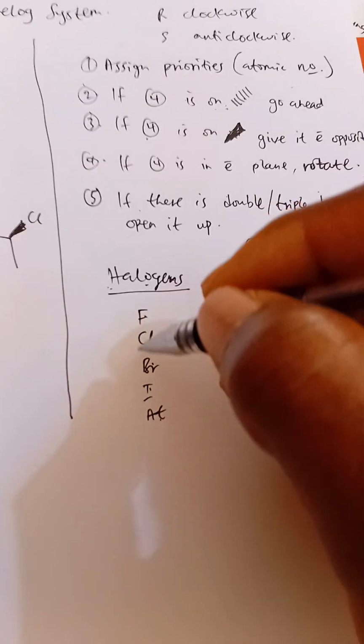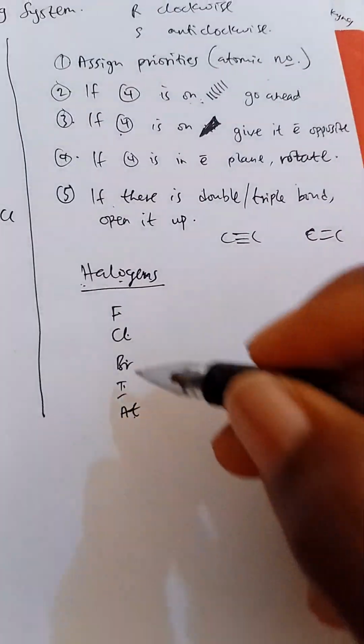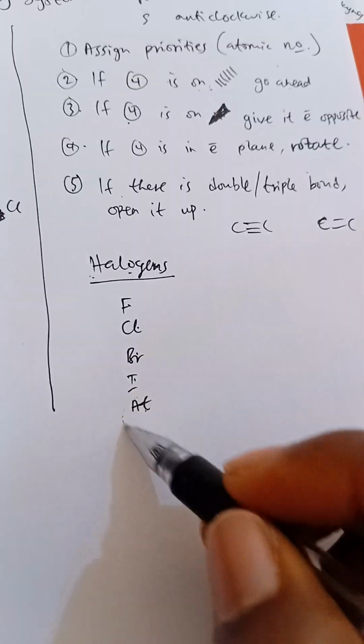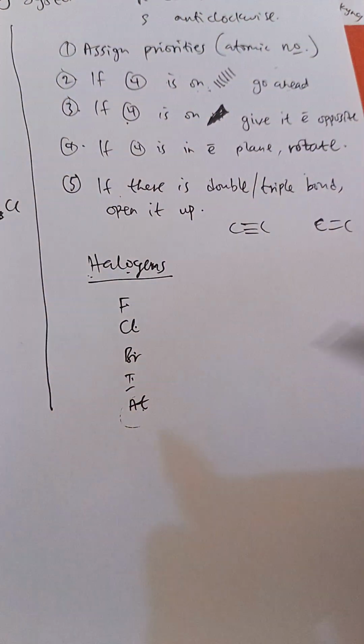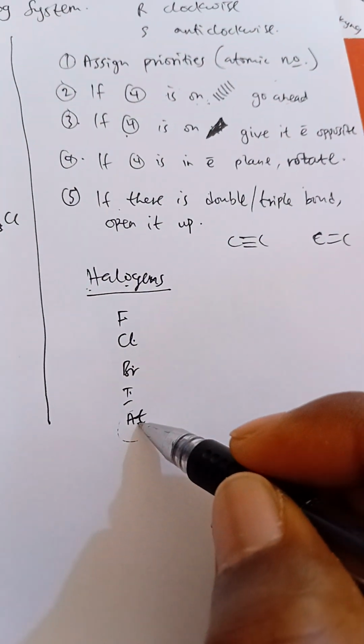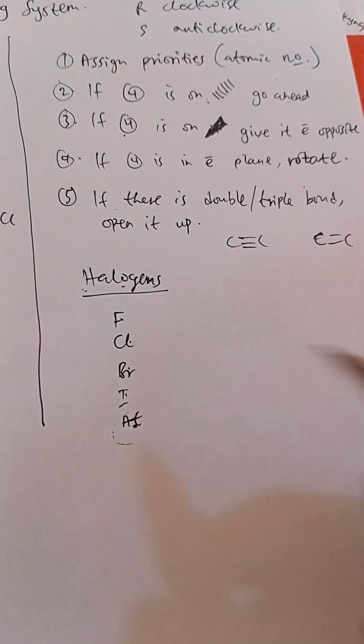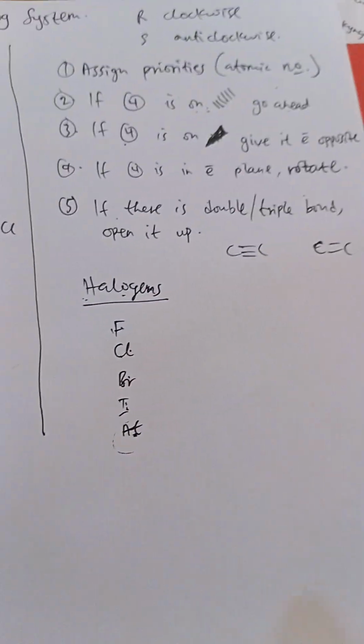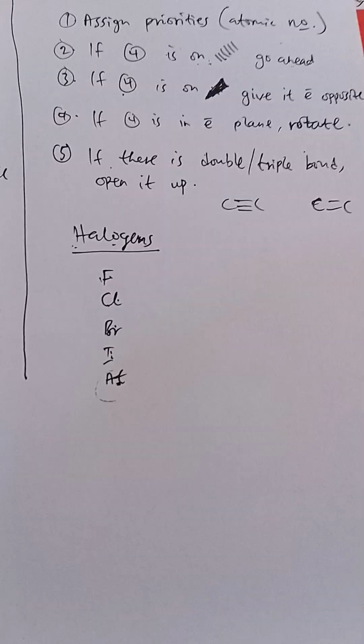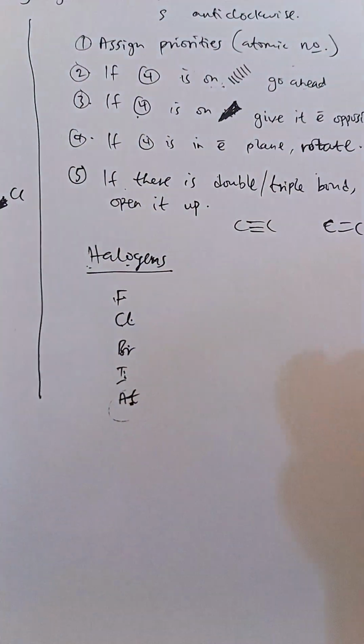Yeah, so as you are going, the atomic number is increasing. So which of these will have the highest priority is obviously astatine. In that case, it has the highest atomic number. But you'll not be seeing astatine often. You'll be seeing 1, 2, 3, and 4 very often in organic chemistry. All right, let's proceed. Yeah, carbon, oxygen, nitrogen, those things are also there.